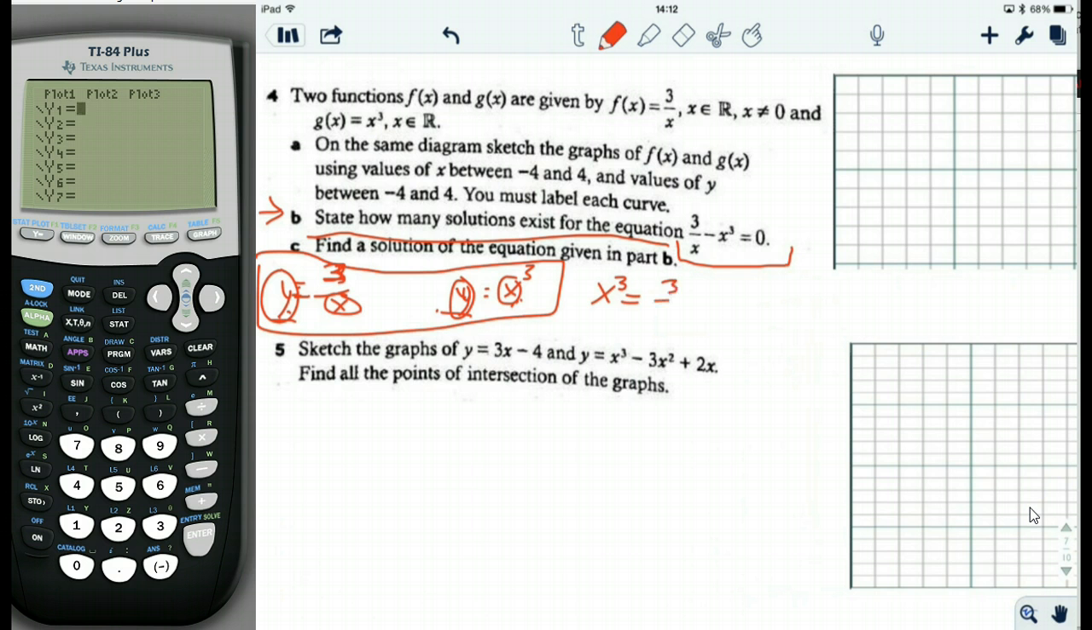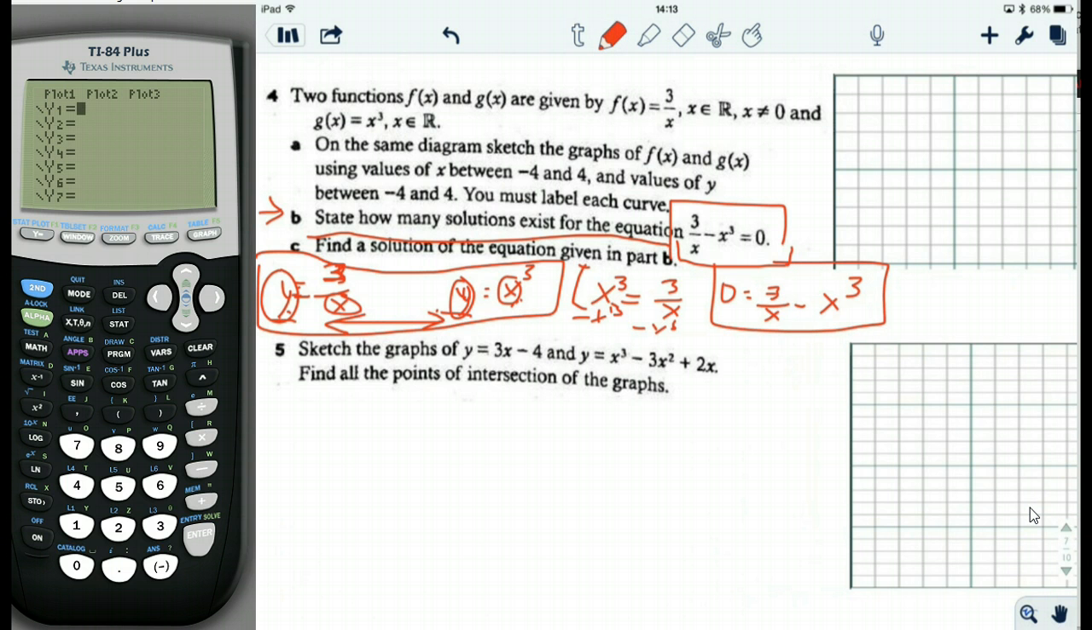X cubed equals 3 divided by x. That would be true, right? Because your x and y's here satisfy both functions. So this is true, right? So if this is true, then if I subtracted x cubed from both sides, then I have 0 equals 3 divided by x minus x cubed. And what a coincidence, we got the exact same equation they did. Equals 0, right?